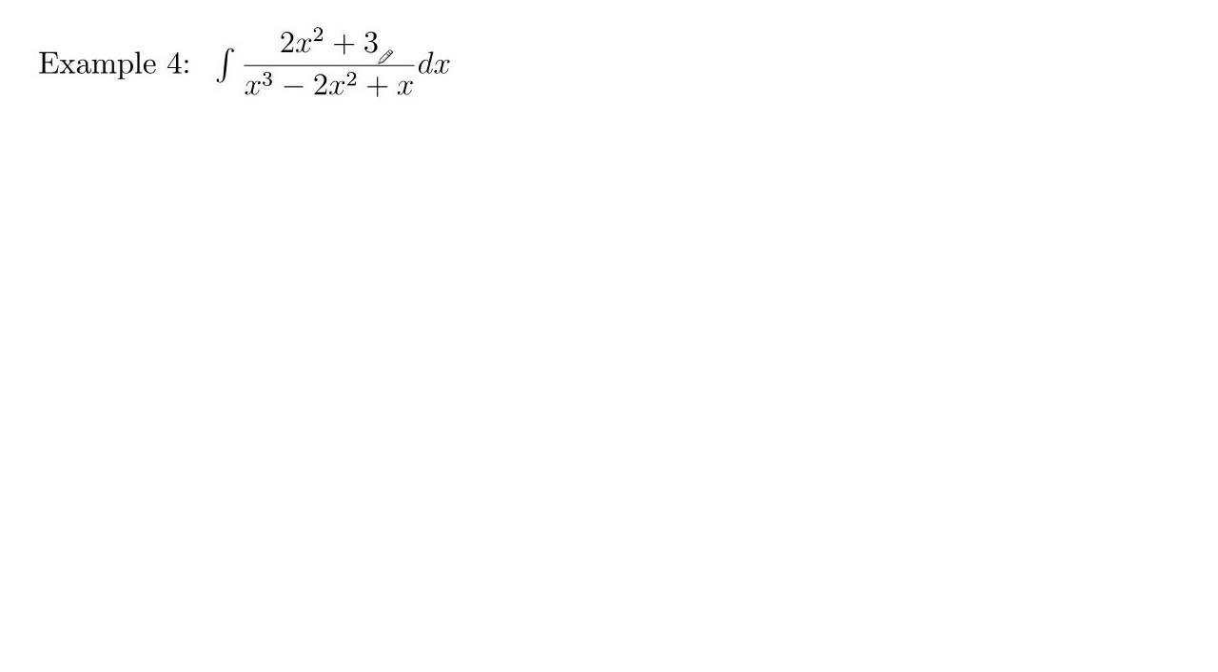So let's try another partial fraction example here. We want to integrate 2x squared plus 3 over x cubed minus 2x squared plus x. Well, notice that the power on the top is less than the power on the bottom, so we don't need to long divide. We want to factor our denominator. We can factor an x out of there. We'll have left x squared minus 2x plus 1.